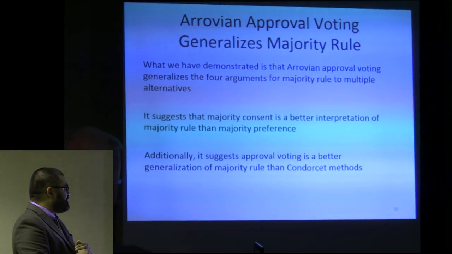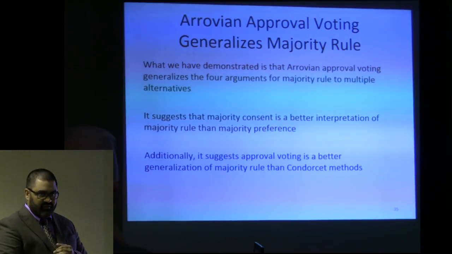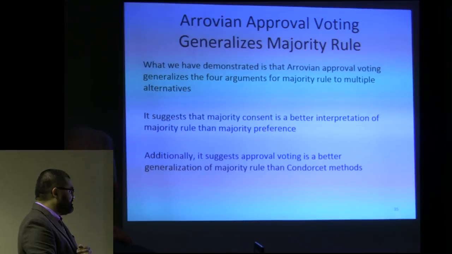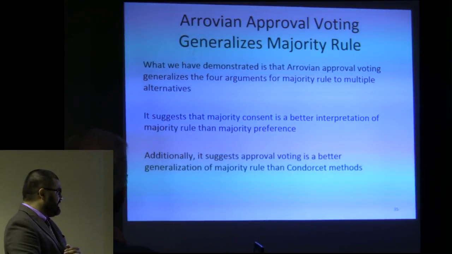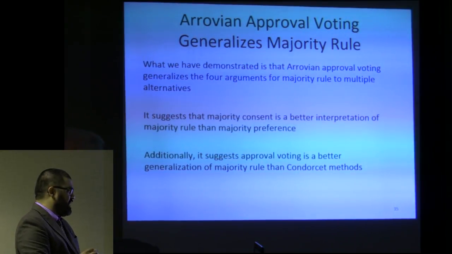So, what we've demonstrated is that Arrovian proof voting generalizes the four arguments for majority rule to multiple alternatives. It suggests that majority consent is a better interpretation of majority rule than majority preference. And additionally, it suggests that approval voting is a better generalization of majority rule than the Condorcet methods.